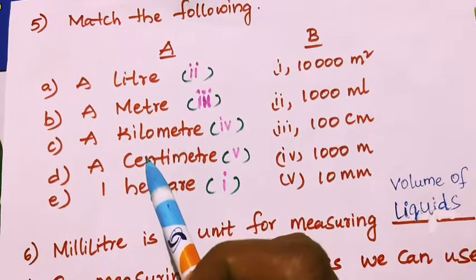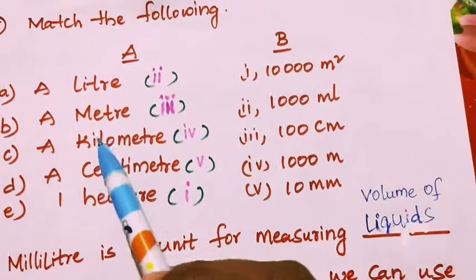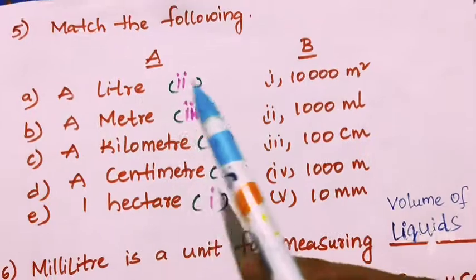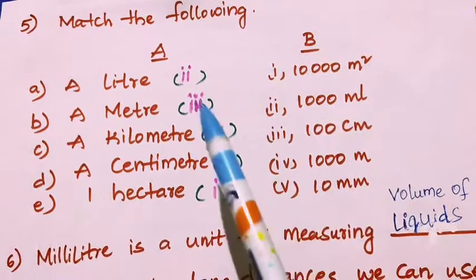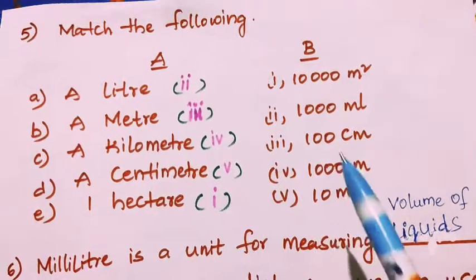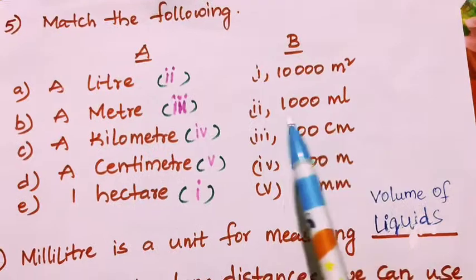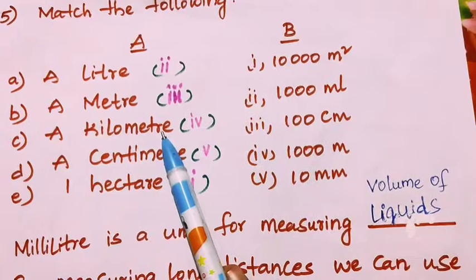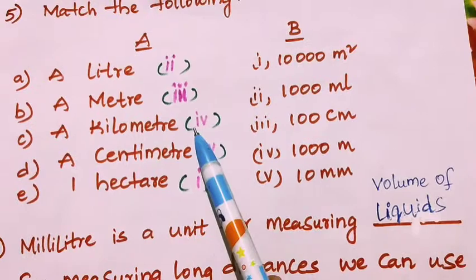Here are some of the units of measurement and their values. So we will match them. A liter. Liter means how many ml? 1000 ml. So 1000 milliliters is a liter. Next, a meter. Meter means it is 100 centimeters. cm is centimeters. So this is 3. Kilometer. Kilometer means 1000 meters. So 4. Number 4 we will match here.